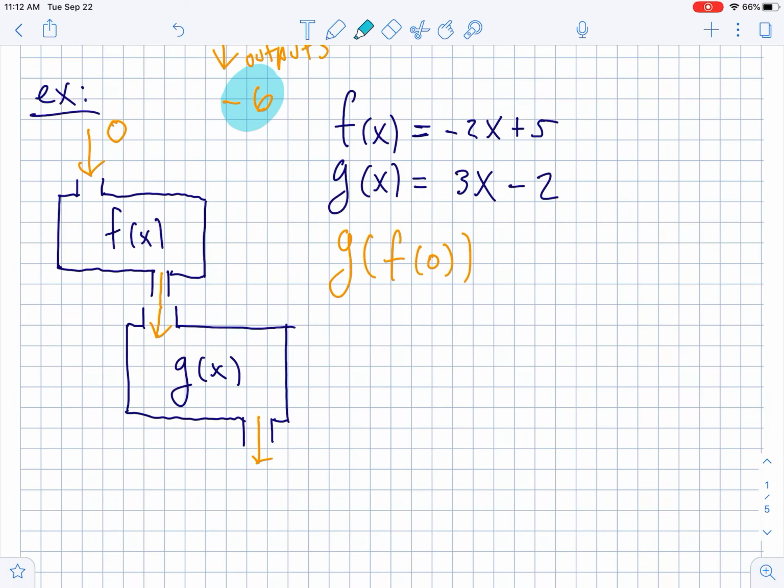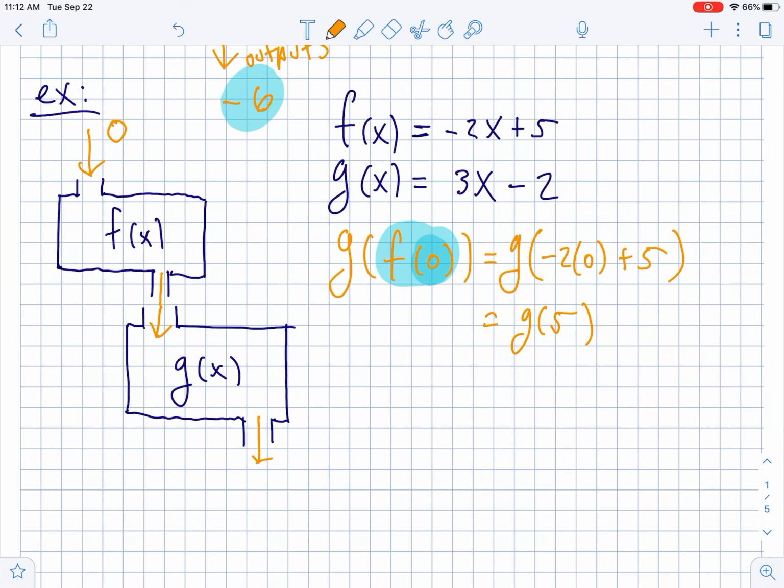Look at it from the inside out. First we're going to put a 0 into f of x, and then whatever that is we're going to put as an input into g of x. So I'll keep the g around it. This is negative 2 times 0 plus 5. So then the goose egg kills the negative 2. Gets rid of the negative 2. Sorry, such negative language. So then this is g of 5 so far.